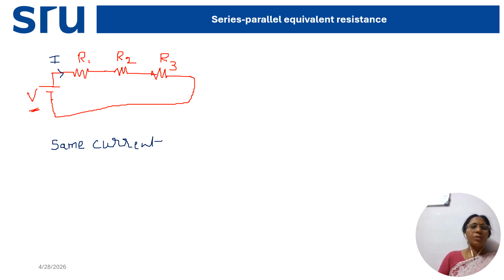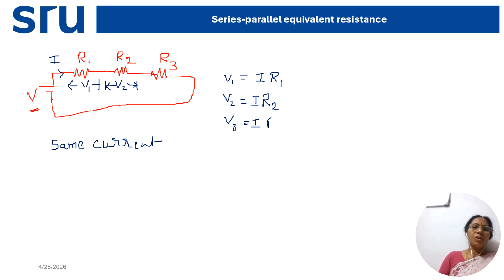But coming to the voltage, for example, if I take the voltage drop across this R1 resistance, V1, according to Ohm's law, the current through R1 is I and the resistance value is R1. The voltage drop across R2, let us take V2. Here I am representing voltage across R2 as V2, and how to write this V2? V2 is I into R2. Similarly, what is V3? It is I into R3.